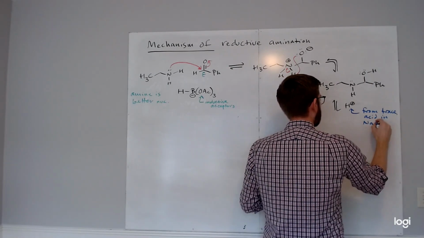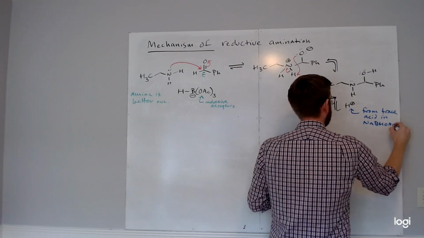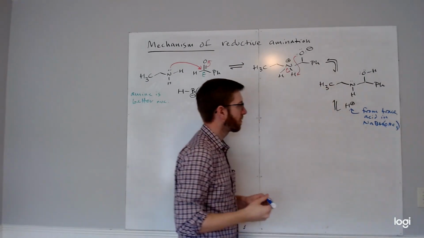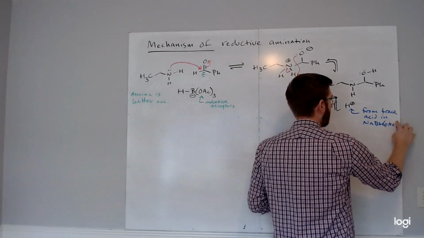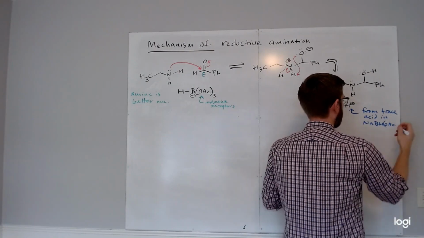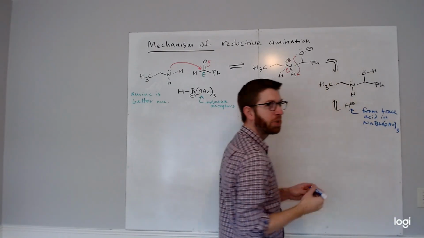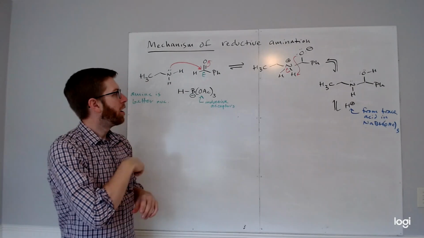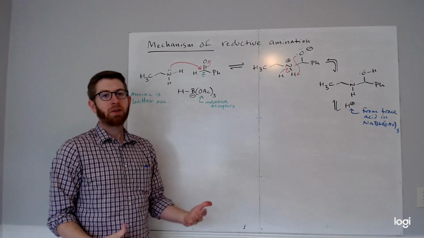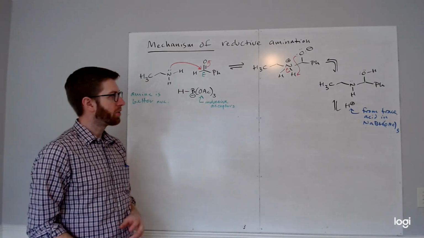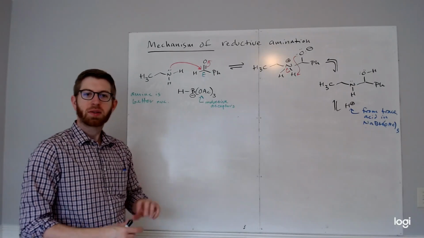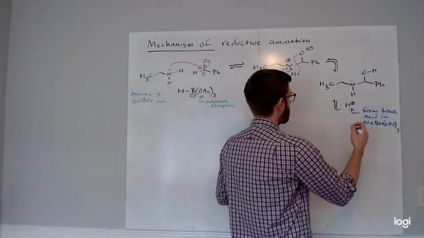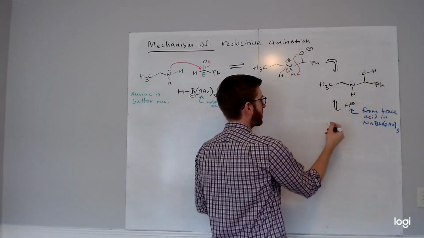in NaBH(OAc)3, our STAB reagent. Oops, parentheses in the wrong spot. Does that count as a misspelling? I put the parentheses in the wrong spot. Some people also add a few drops of acetic acid to the reaction, but usually the reagent has just a little bit in it. And so that allows us to protonate our oxygen.